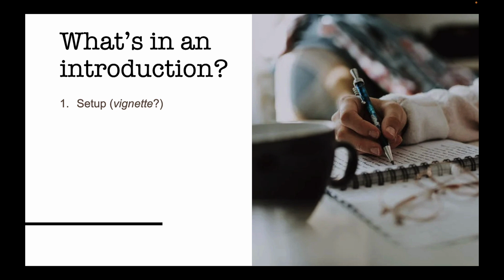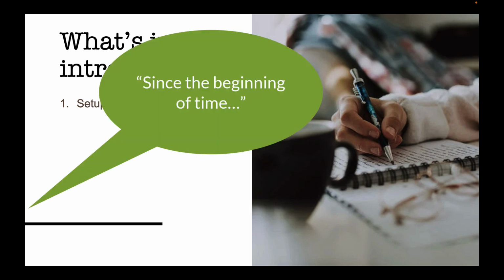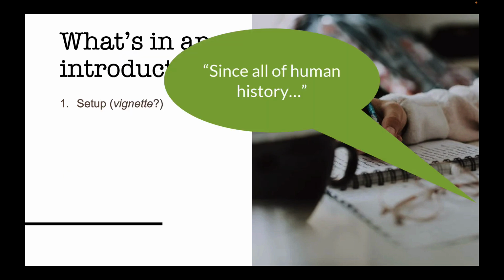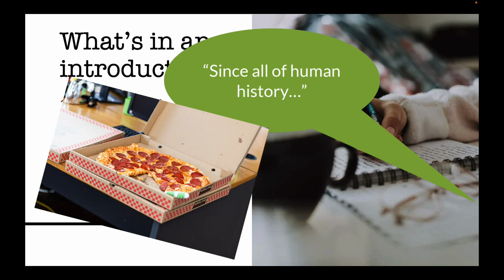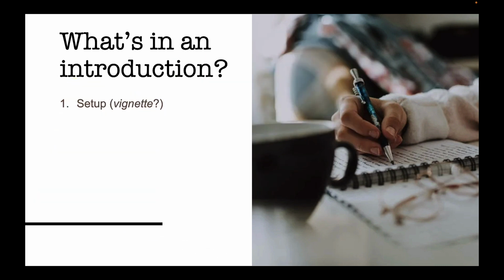And let me just say, before I move on to the others, that one thing you should not do in a setup is start with some sort of meta sentence, some huge broad sentence like, since the beginning of time, dot, dot, dot, or, since all of human history, people have loved pizza. Avoid these huge, abstract starting points to essays. Instead, set up the essay by talking about the particular time, the particular place, the particular people that you're going to be dealing with in that essay.